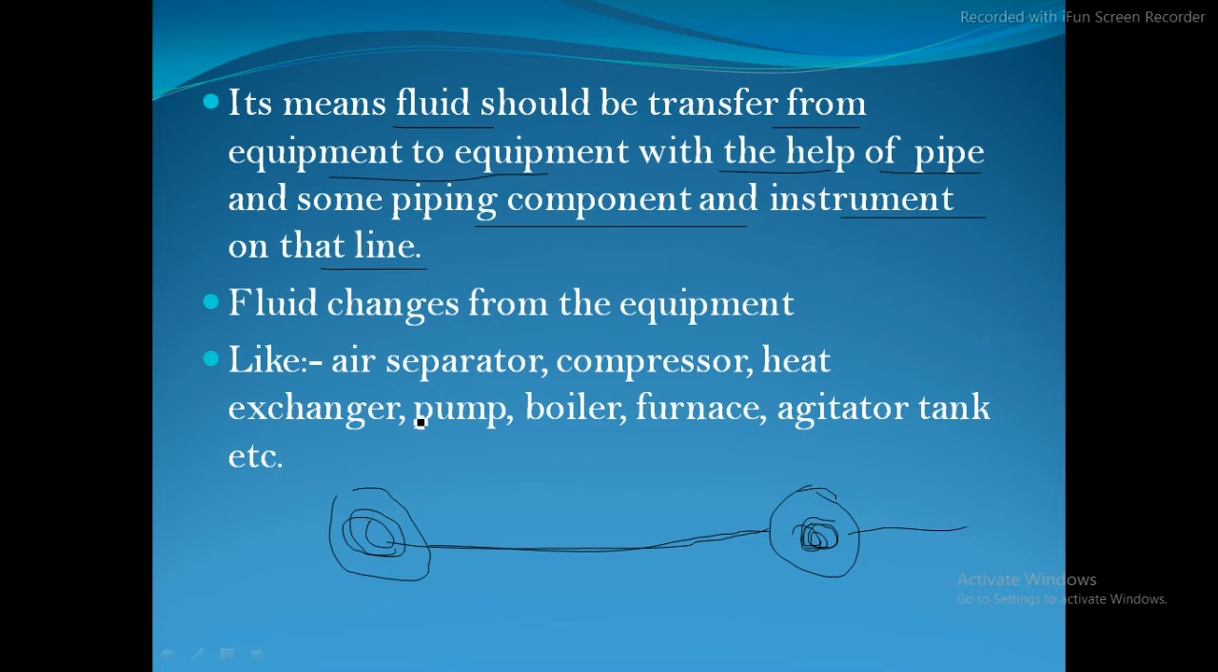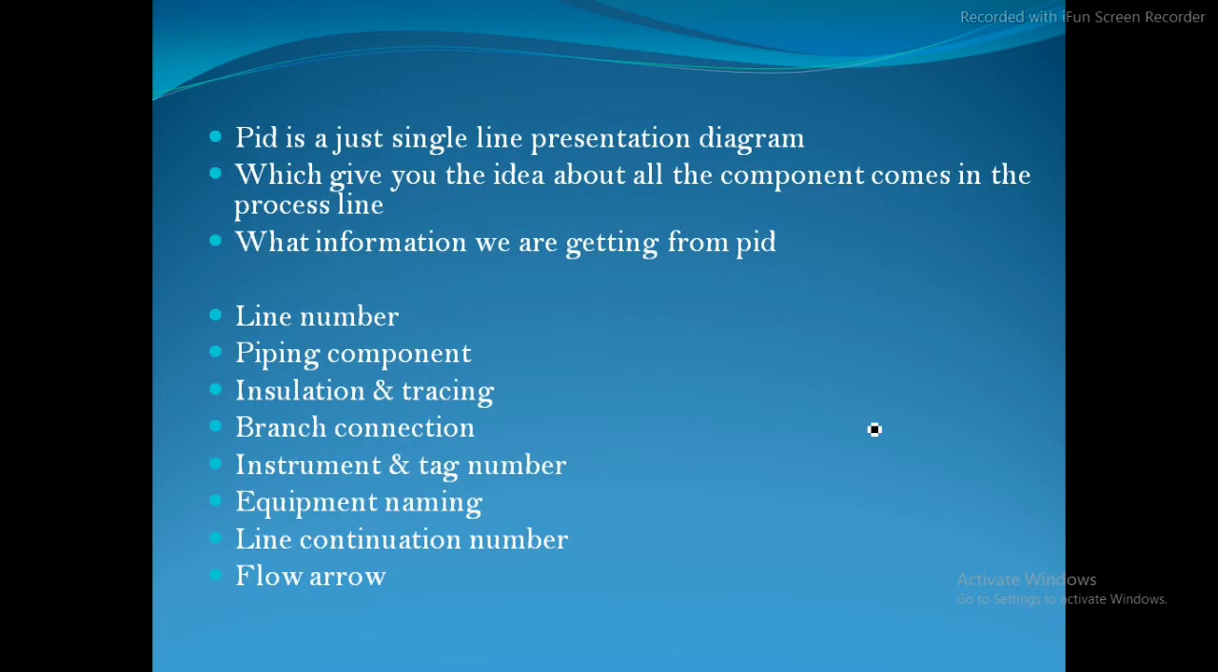It means if you have an air separator, and you have one line with water and air in it, the air separator will be used to remove the air. If you have a compressor, a heat exchanger is used to convert the hot into cold and the cold into hot. So we have a pump, boiler, furnace, agitator, tank, etc. These are the equipment used.